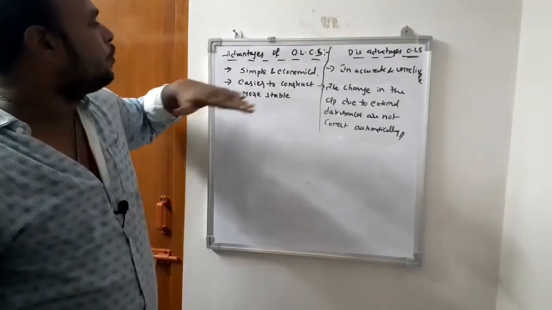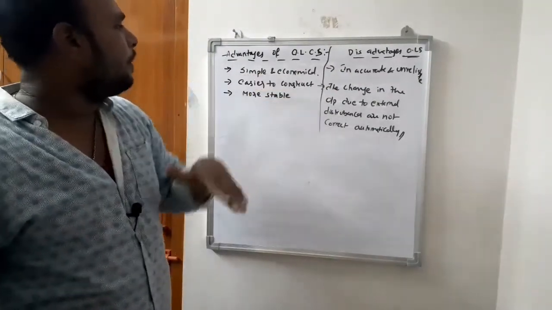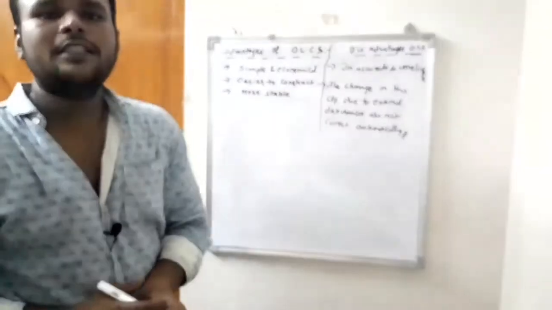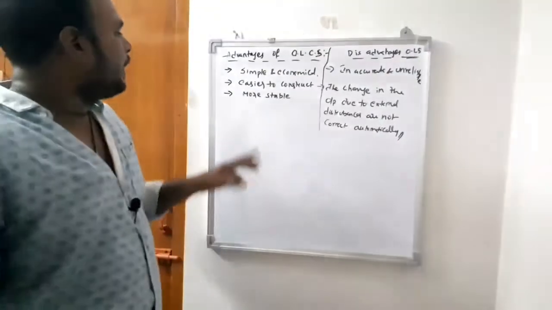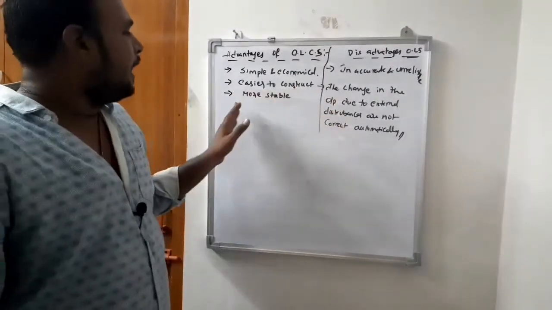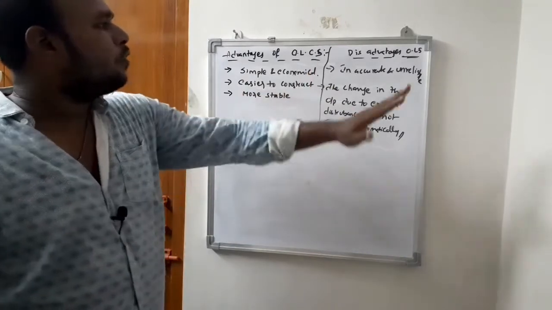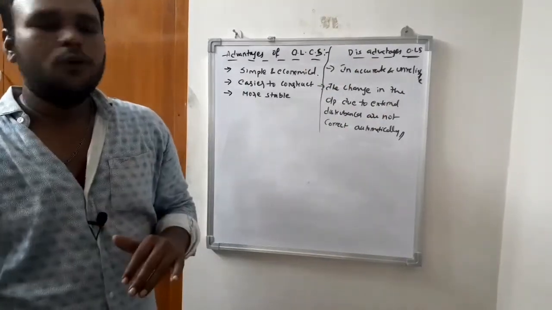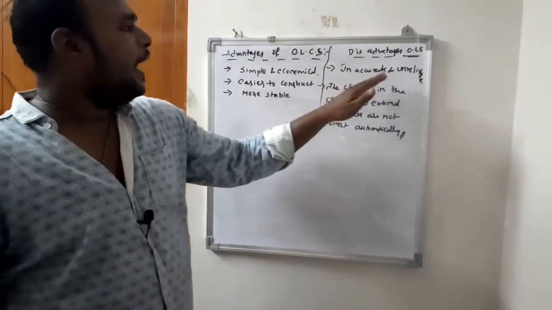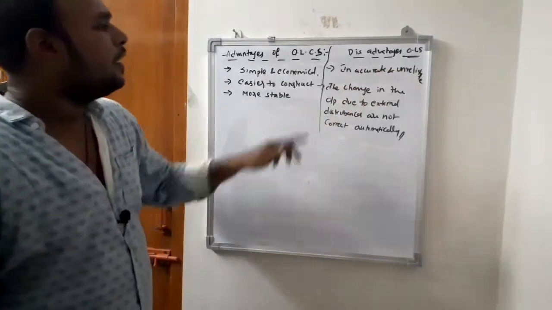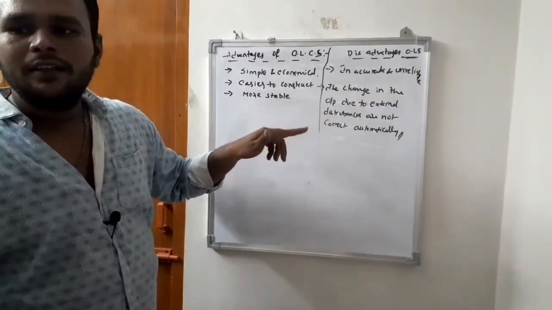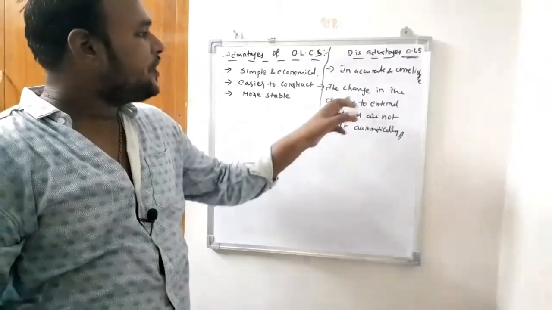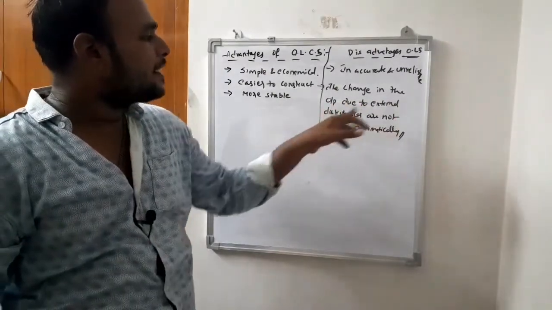Coming to the advantages: simple and economical. So the advantages of the open loop system are that they are simple and economical, easier to construct, and more stable. And coming to the disadvantages of the open loop system, it is inaccurate and unreliable. And the next one is the change in the output due to external disturbance.